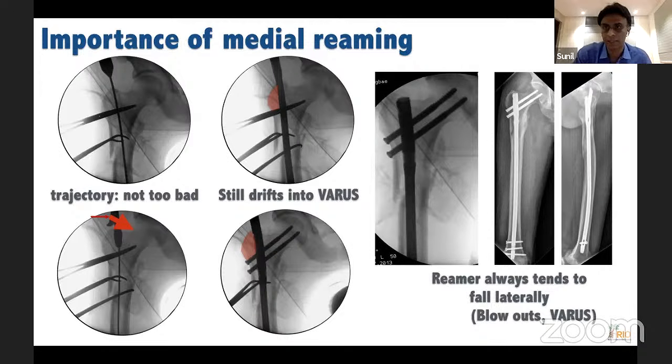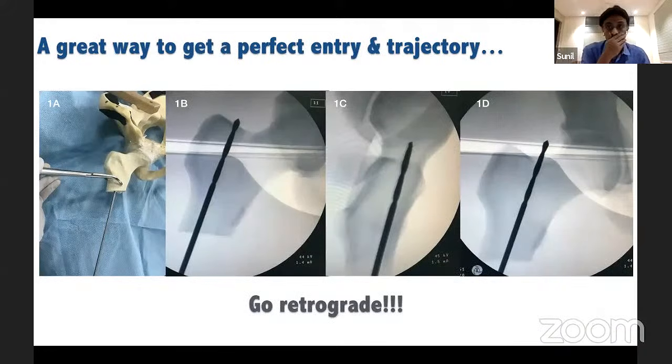Make sure you preserve the lateral bone and do not allow your reamer to fall into the lateral side, removing or coring out the entire lateral bone. If it does happen, trust me, your fracture will definitely drift into varus, and you have to avoid that. This is one way of getting a perfect nail entry and a perfect nail trajectory, and I like this a lot.